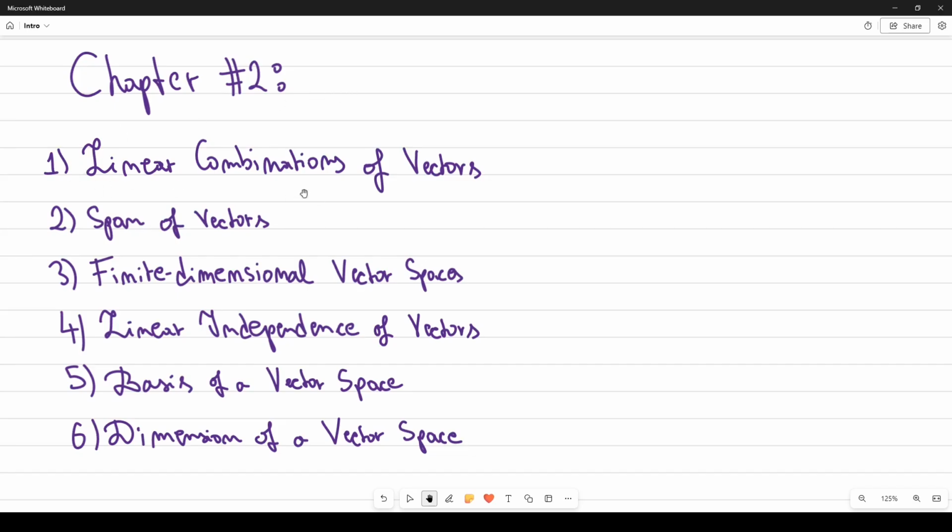First we'll start off by introducing the concept of linear combinations of vectors. After that we'll be able to introduce the span of vectors. After that we will introduce finite dimensional vector spaces. Then we will talk about the linear independence of vectors. After that, we can establish what a basis of a vector space is, and finally, we will finish off by talking about the dimension of a vector space. So, without further ado, let us begin.